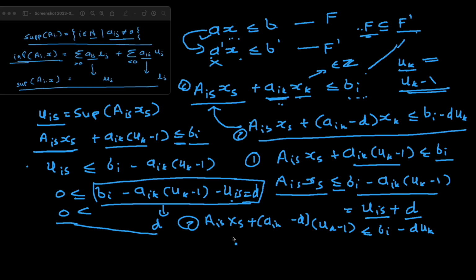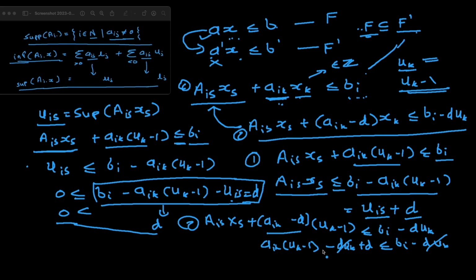Okay, so let's split this part. This part is aik times uk minus 1 minus duk plus d. And this part is bi minus duk. So this part and this part cancel out.